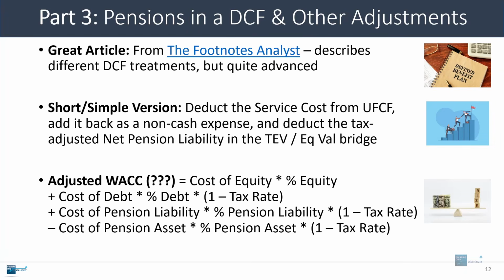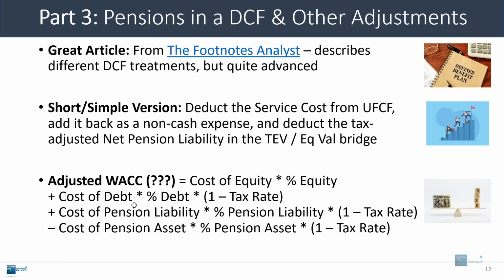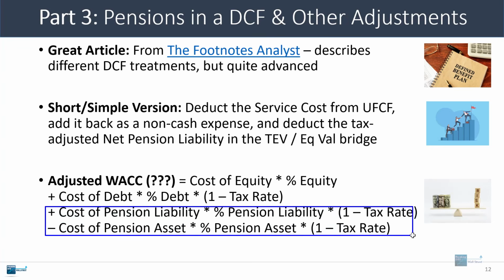Now, in the Footnotes Analyst article, they also recommend this approach with WACC, where you adjust it. So normally you take the cost of equity multiplied by the percent equity, plus the cost of debt multiplied by the percent debt times 1 minus the tax rate. They're suggesting separate components for the pension liability and the pension asset, where you can take the percentages of these and you can estimate the cost of them and factor them in. So the cost of the pension liability will increase WACC, whereas the cost of the pension asset will reduce WACC. And you could certainly do this.